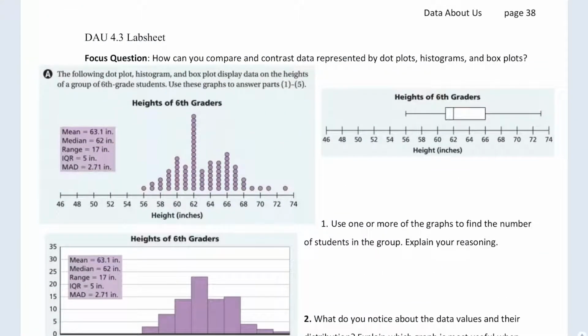I'm on page 38. Sorry if that made you dizzy. I didn't mean to. Okay, so our focus question says, how can you compare and contrast data represented by dot plots, histograms, and box plots? What's nice about having these 3 different types of graphs is that they all tell us different information, right? Some give us more information about other things, right? So it's up to us to figure out when is it good to use a dot plot, when is it good to use a box and whisker plot, and when is it good to use a histogram.